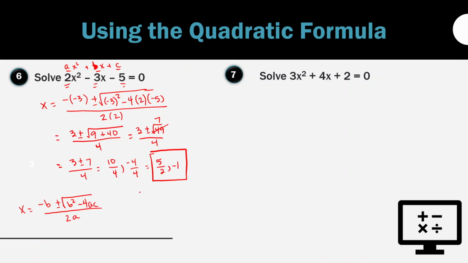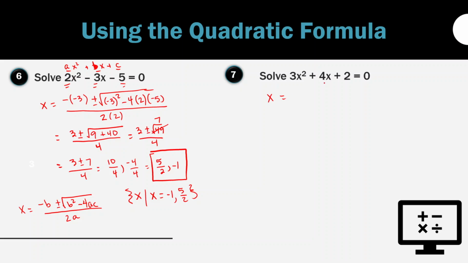So that's my solution. So the solution set would look like this. Now the fact that these answers, one of them is an integer and the other one is rational, tells me that the original quadratic would have factored nicely. Now let's try this again.